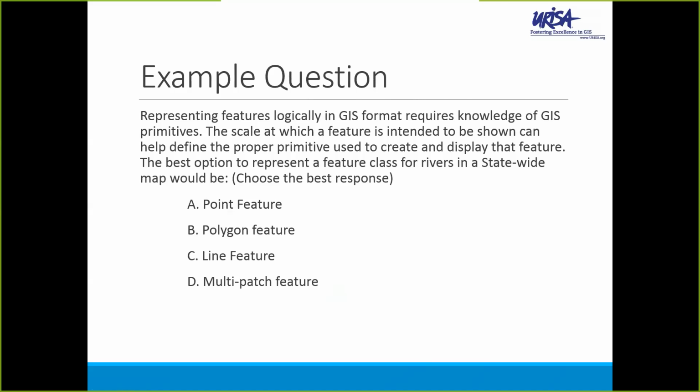Representing features logically in GIS format requires knowledge of GIS primitives. The scale at which a feature is intended to be shown can help define the proper primitive used to create and display that feature. The best option to represent a feature class for rivers in a statewide map would be, this would be C.